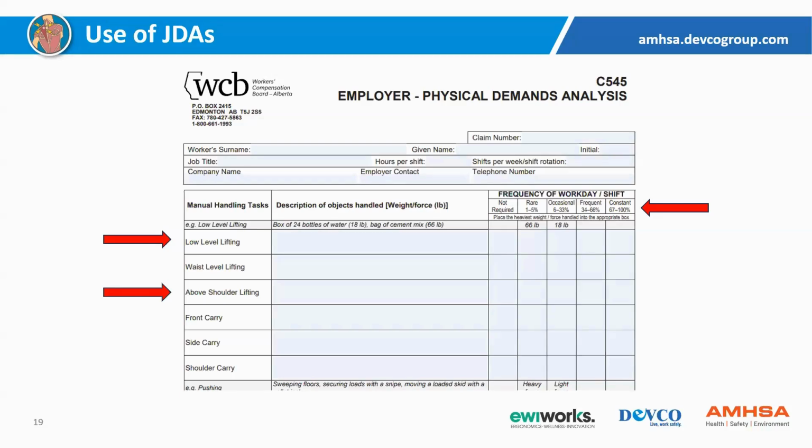And then the second thing I would look at is the frequency. You can see here JDAs or PDAs will have a frequency rating. So something doesn't happen, it's rare. It's only happening 1 to 5%. It's occasional. It's happening 6 to 33%. It's frequent. It's a third to two-thirds of the time, and it's constant when it's happening two-thirds or more. So if you've got items that are happening more frequently, even if the weight that somebody's lifting is less, it could still be of concern.